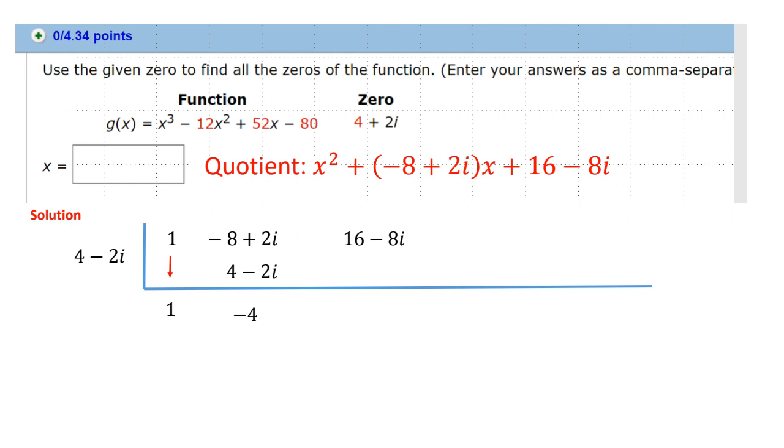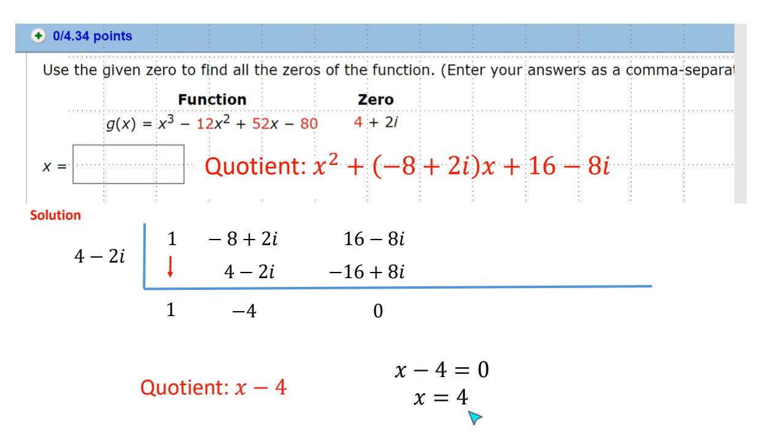And so we multiply again. 4 times negative 4 is negative 16. Negative 2i times negative 4 is positive 8i. So the imaginary parts cancel. 16 minus 16 is 0. And so now, since I had x squared, I'm going to start with x. So 1 would be x, and then I have negative 4. So the good thing is to finish this, we can set that equal to 0 to find our last 0.